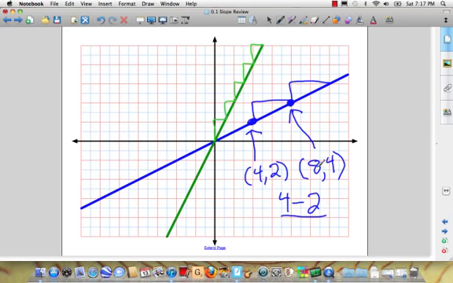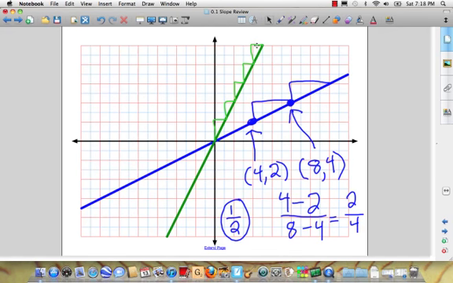Well, you could find that by subtracting 8 minus 4. So 8 minus 4. And then we do the arithmetic. 4 minus 2 is 2. 8 minus 4 is 4. And that actually reduces, so the best way of expressing the answer would be in lowest terms. The slope is 1/2. Okay, now let's look at the green line.